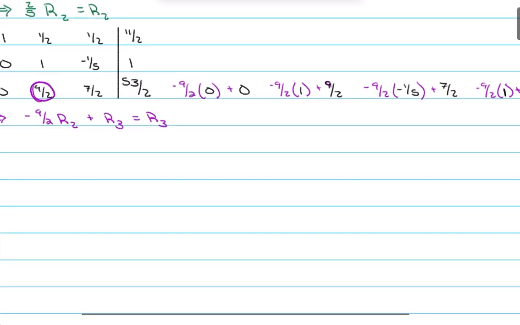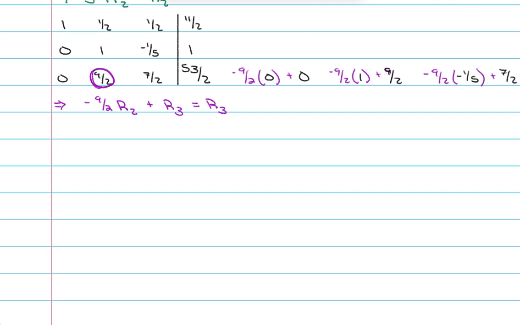Rows 1 and 2 stay the same, so I'm just going to copy them. I have a 1 and a 0. I have a 1/2, 1. I have a 1/2 and a negative 1/5. And I have an 11/2 and a 1.